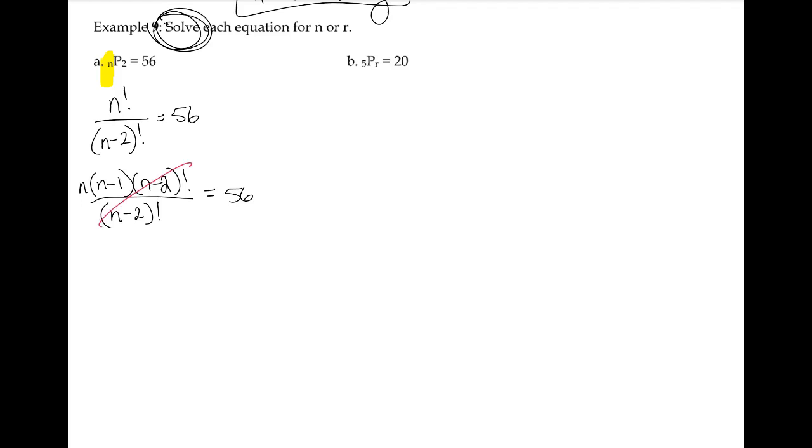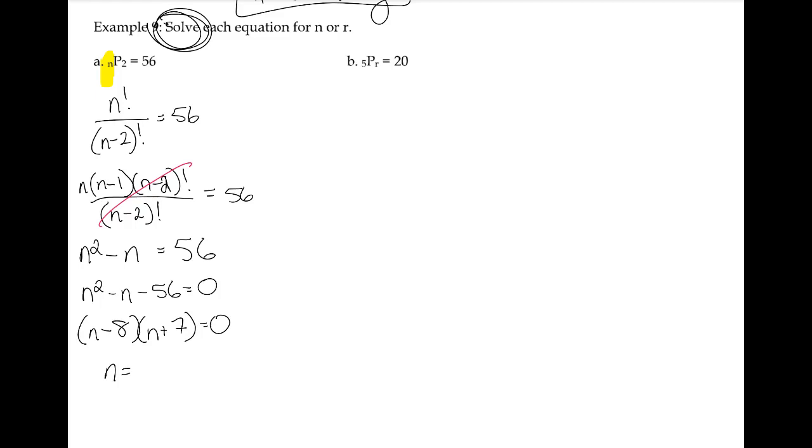From here, these guys cancel. That leaves me with n squared minus n equals 56. And welcome back to grade 11 pre-cal. We're working with quadratics again. So we get everything on one side. I'm lucky enough to be able to spot that 56 is the product of 8 and 7. So n minus 8 and n plus 7 would produce this quadratic. And from there, that means that n would equal either positive 8 or negative 7. But we know that we can't have negative 7 choices. That's not a thing. Okay, so no negatives allowed. So 8 is going to have to be my only solution.